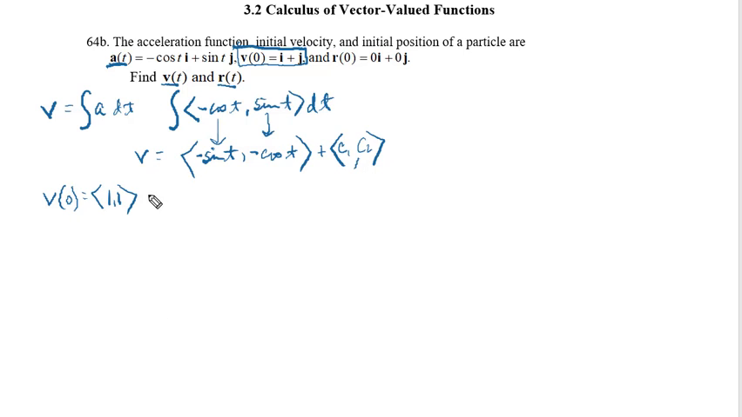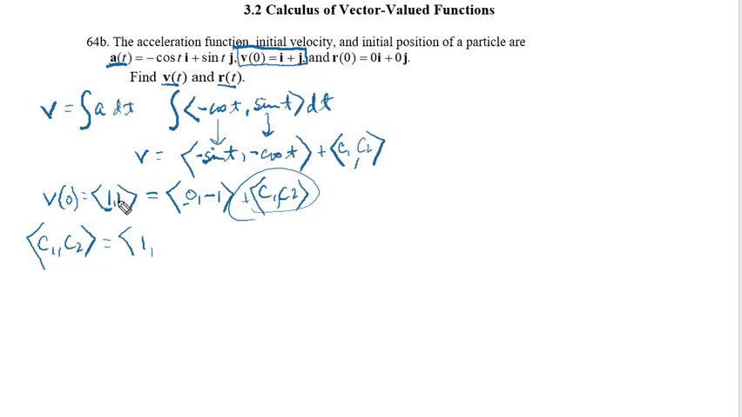So that vector 1, 1 needs to be what we get when we plug a 0 in place of these t's. Negative sine of 0 is still 0. The negative cosine of 0 would be negative 1. And we get our constant of integration vector by subtracting 1 minus 0 and 1 minus negative 1.